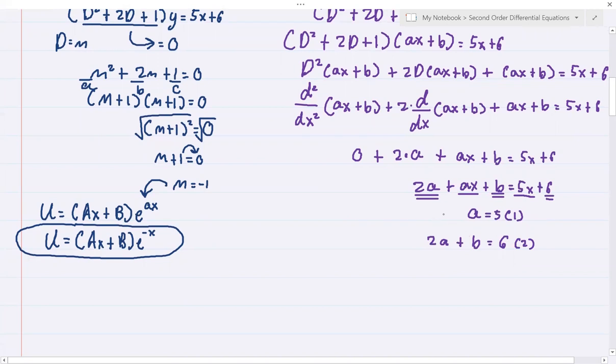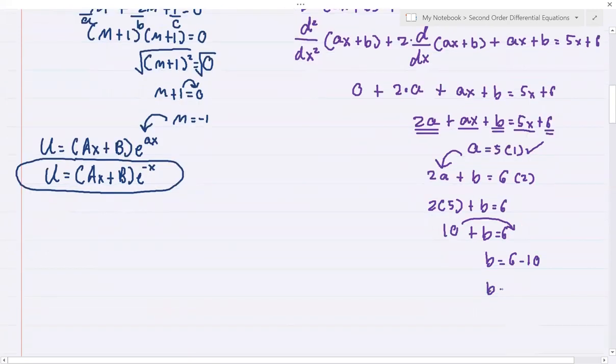Now let's find your a and your b. Actually, your a is already identified. Your a is 5. So if your a is equal to 5, we can substitute it into your second equation. We will have 2 times 5 plus b is equal to 6. So we will have 10 plus b is equal to 6. Transposing 10 to the right, we will have b is equal to 6 minus 10. Subtracting them, we get negative 4 as your b.